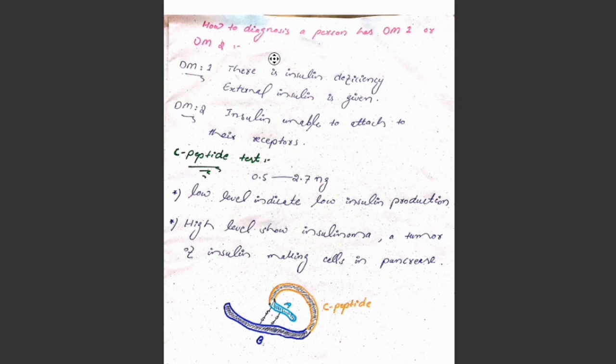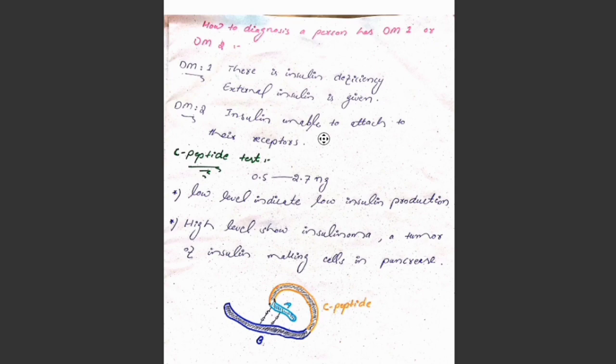In type 1 diabetes mellitus, there is low or no production of insulin by the pancreas, and so we need to administer insulin from external sources. And in type 2 diabetes mellitus, there is sufficient insulin production by the pancreas, but insulin fails to attach to its receptors. So we use drugs like metformin and glimepiride.